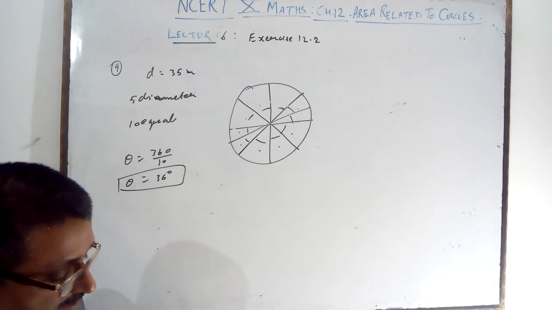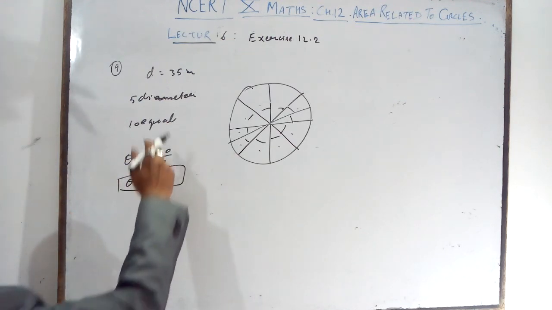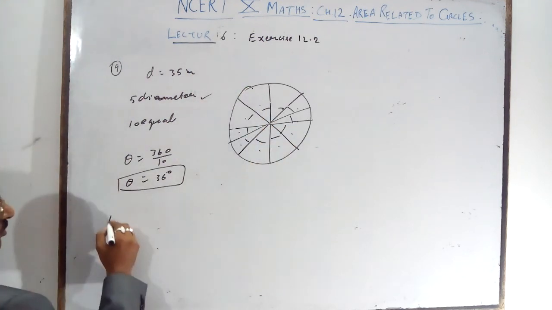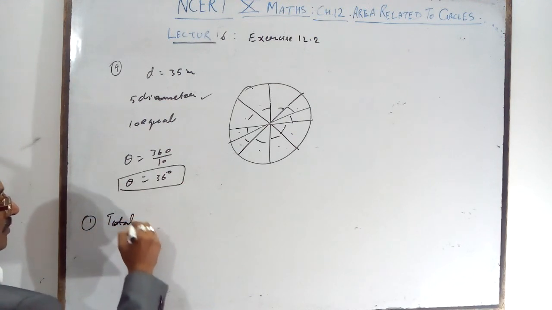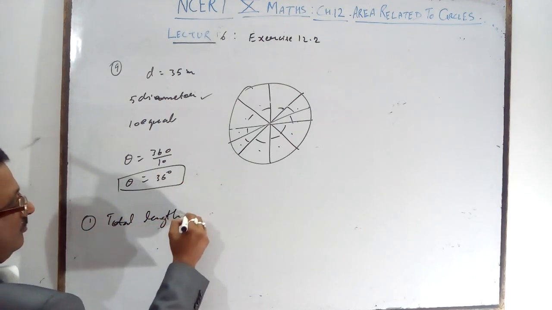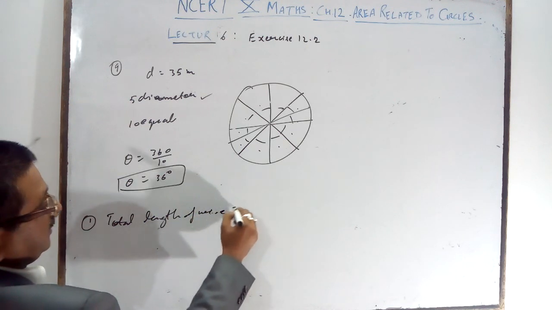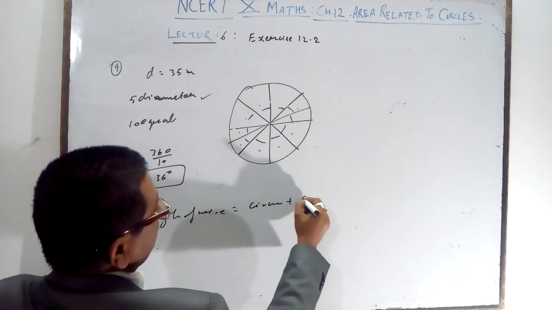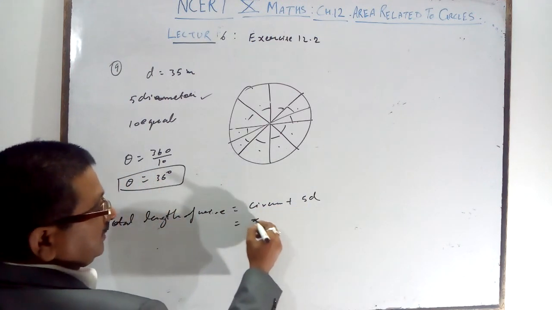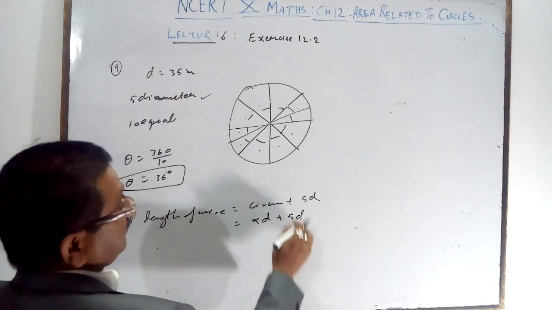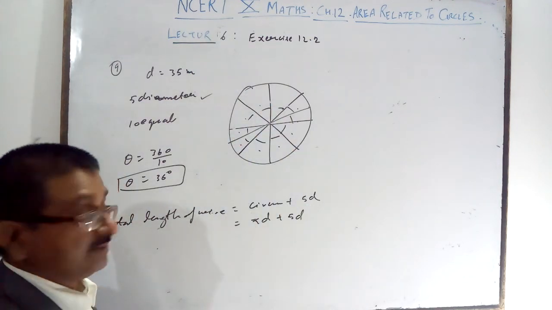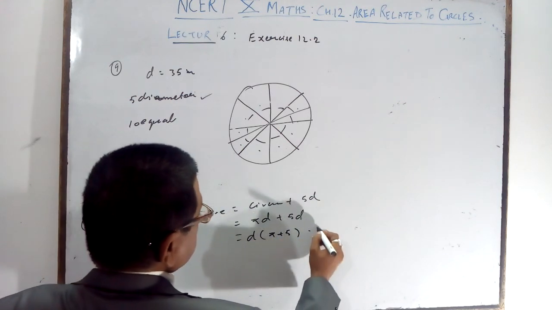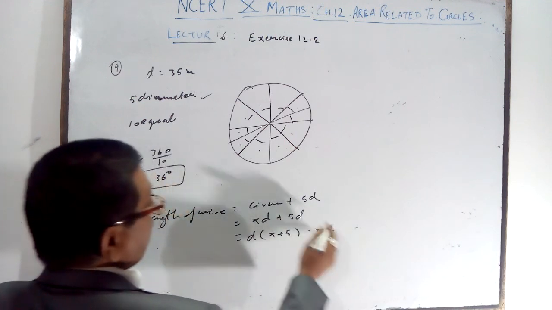So what is the total length of the wire used? It is the circumference plus 5 diameters. So the total length of wire used to make it is the circumference plus 5 diameters. Circumference means pi d, plus 5d. Why 5d? Because the 5 diameters are also made by the same wire. So d is common: d times (pi plus 5). Put in the values, and that is the length in millimeters of wire used to make the brooch.